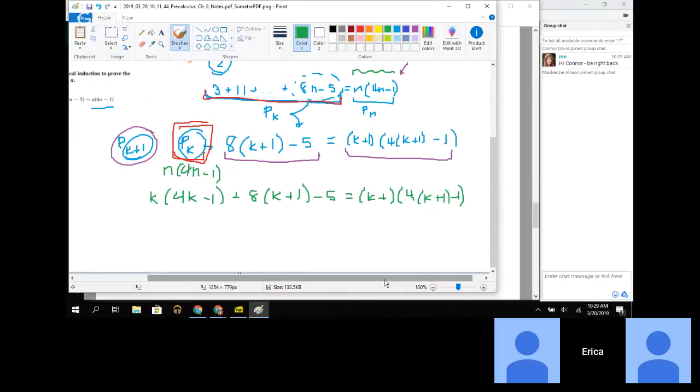So what I need to do now is some simplifying. My favorite property, I'm going to distribute my k over here. I'm going to get 4k squared minus k. I'm going to distribute my 8, plus 8k plus 8 minus 5. So my left-hand side is coming together. I'm going to keep going on my left-hand side, and I get 4k squared plus 7k plus 3. That's my left-hand side.